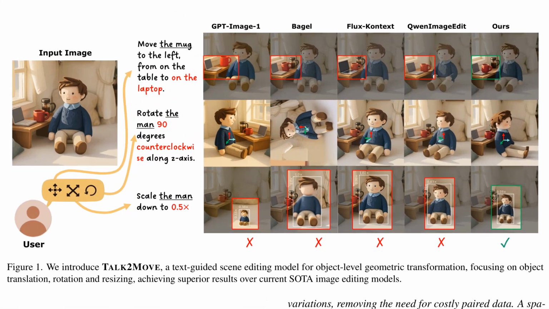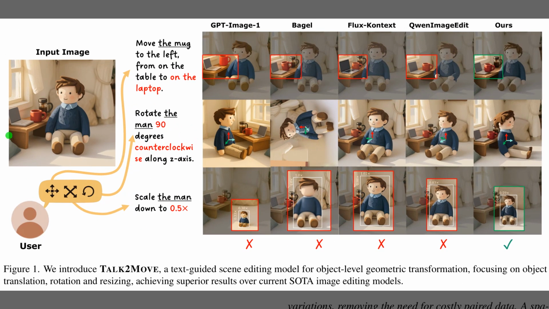So, Figure 1 shows the model in action compared to existing methods. On the left, we have an input image with instructions to move a mug, rotate a character, or scale them down. The grid on the right displays the outcomes, where red boxes highlight how current top models like GPT Image 1 often fail to execute these precise geometric changes. In contrast, the green boxes in the far right column demonstrate how Talk2Move accurately follows the spatial commands while preserving the scene's background.